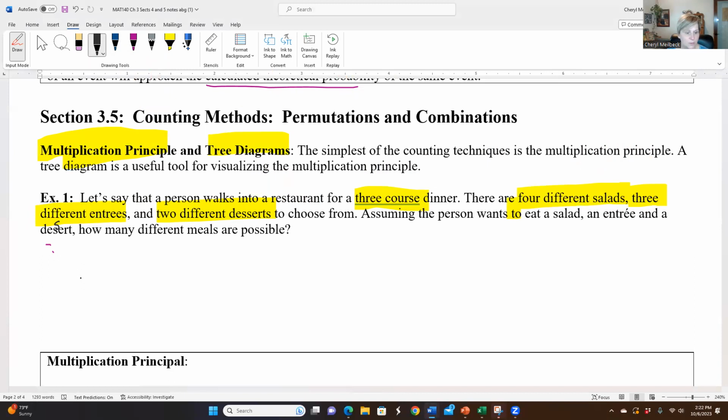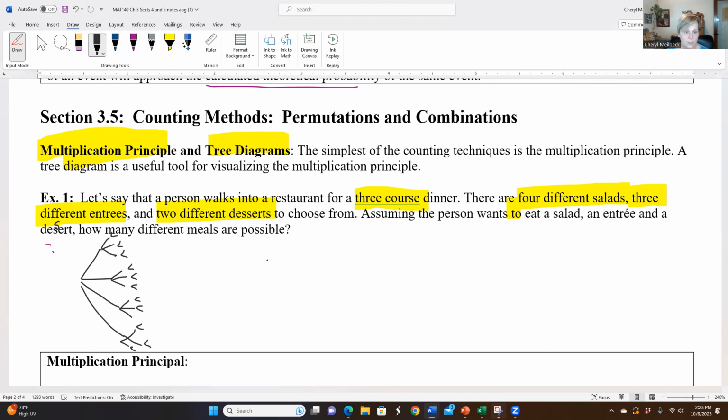Now, if we look at the 4 different salads, that would start like this. 4 different salads, then 3 different entrees. So for the first salad, you have 3 different ways you could choose an entree. For the second one, the same thing, and the third and the fourth salad, kind of poorly drawn. And then after that, there are 2 desserts on each choice that has already been made. So once we get done, what we have is a tree diagram. And the number of branches you have at the end is how many different choices there are.